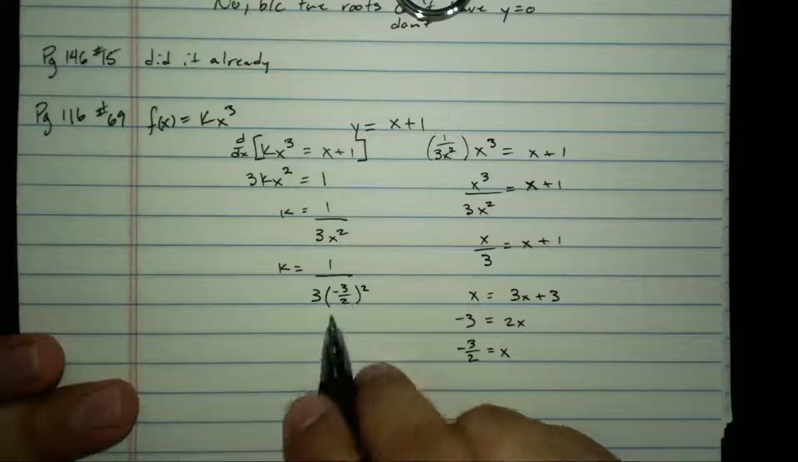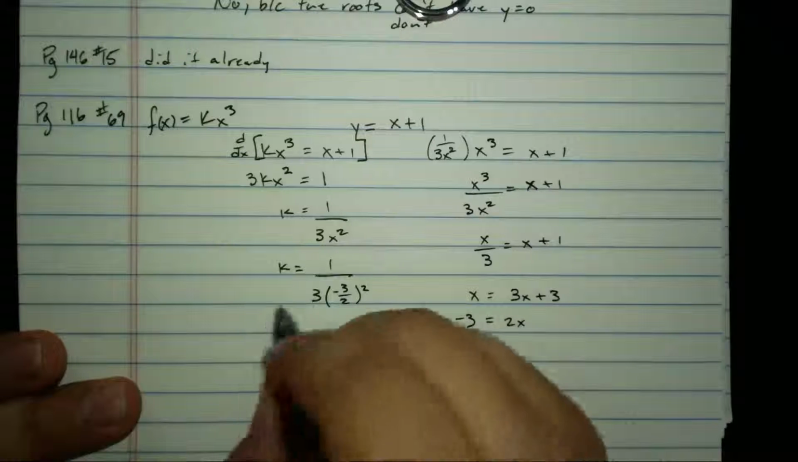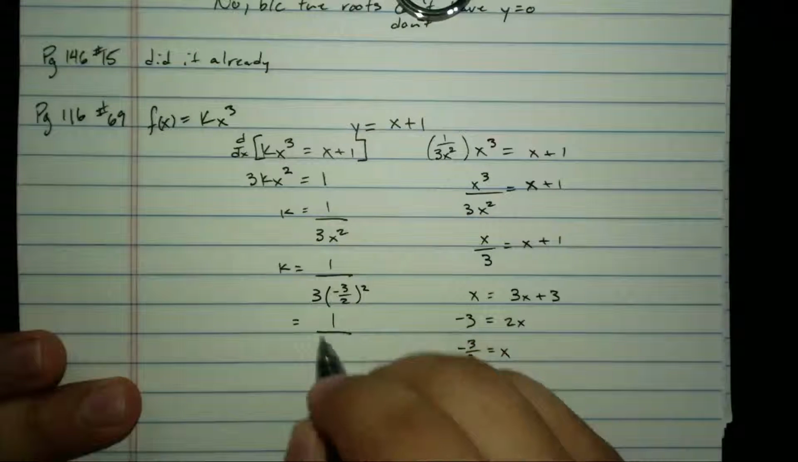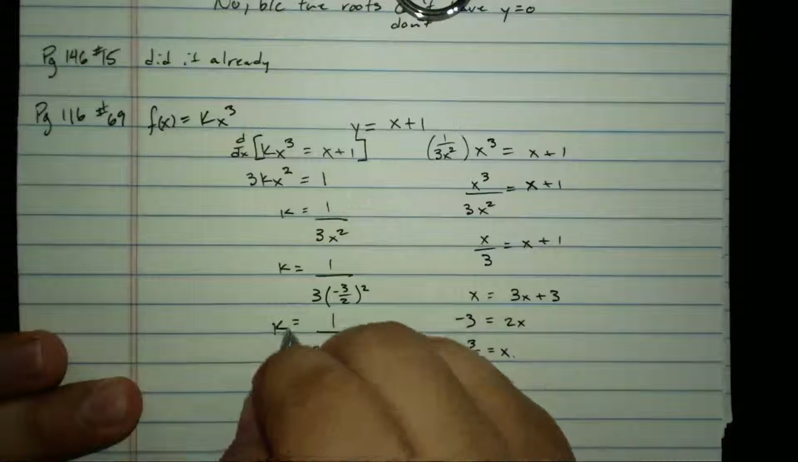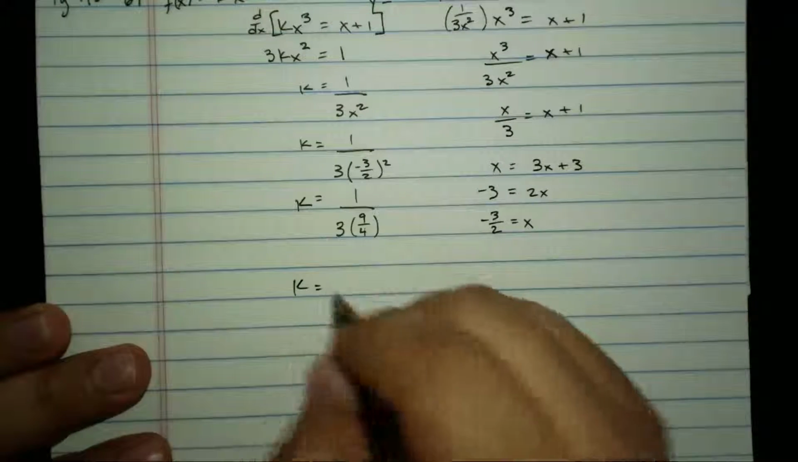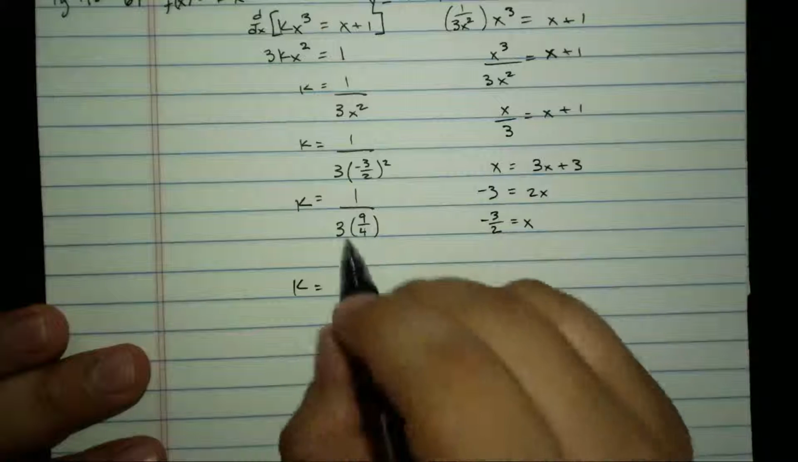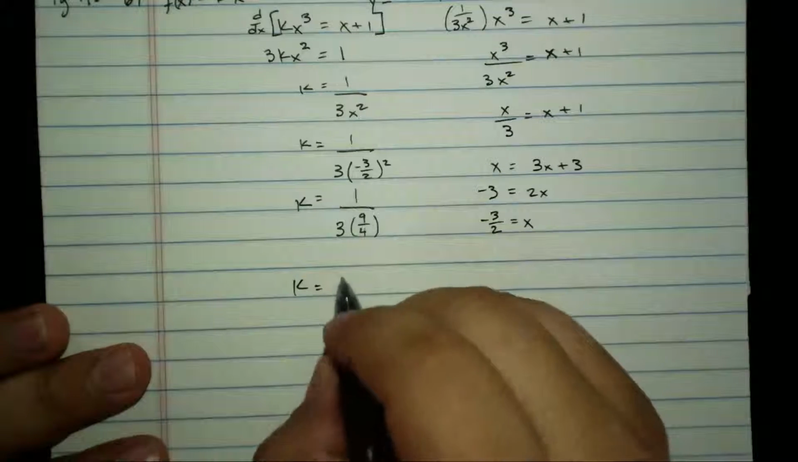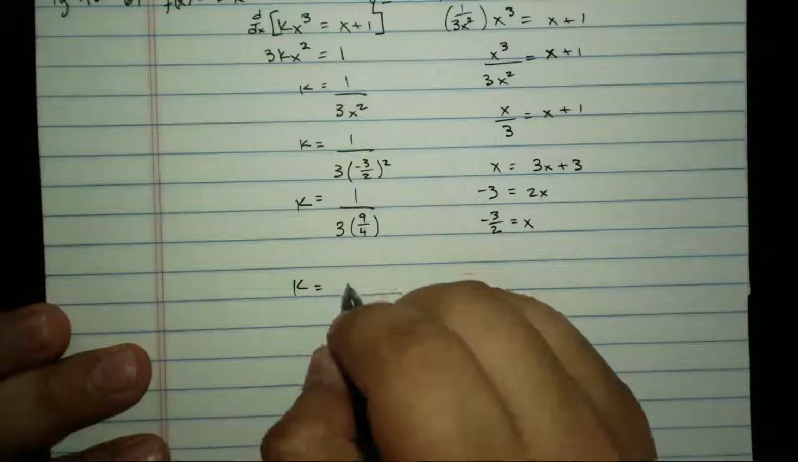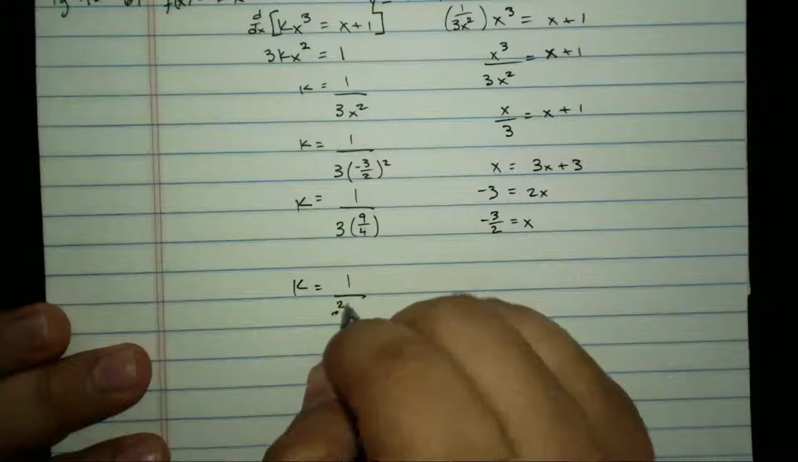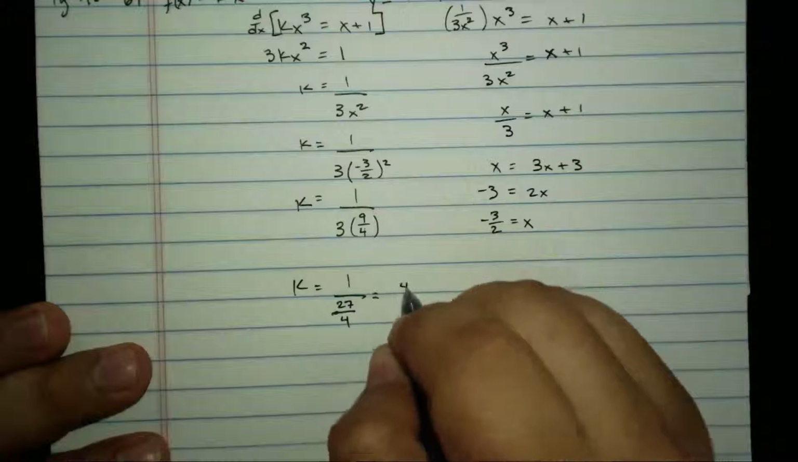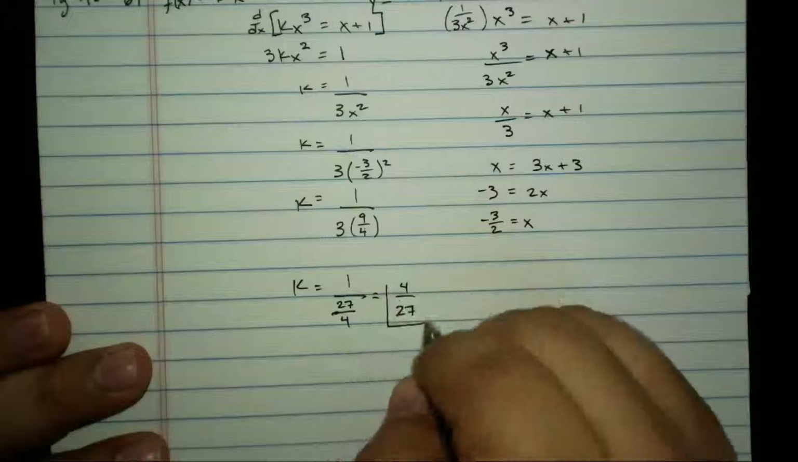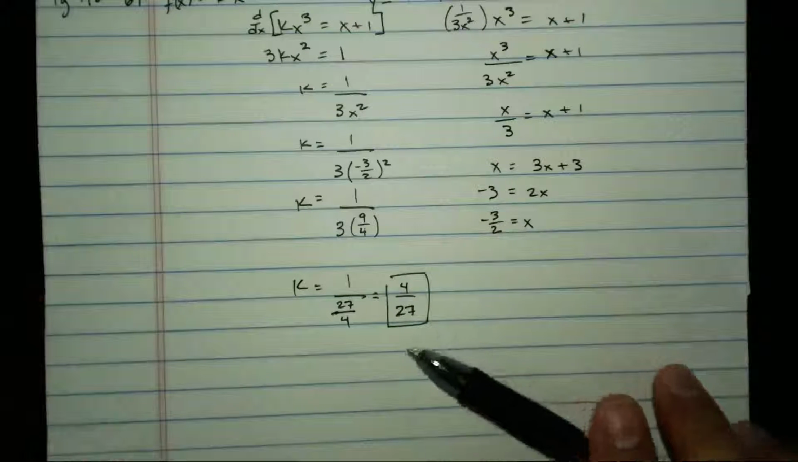So that becomes 9 over 4 times 3, times 9 over 4, right? So what that means is that k has to equal 27 over 4, all under 1, which means, I'll just write it out, 1 over 27 over 4, which is equivalent to saying 4 over 27. And that's what your k is equal to.